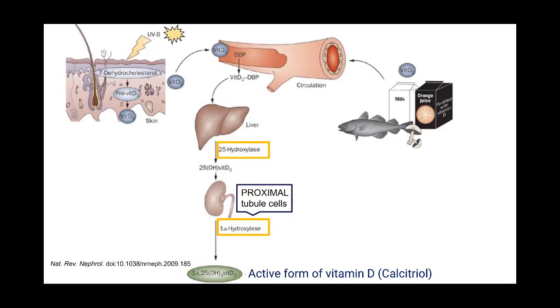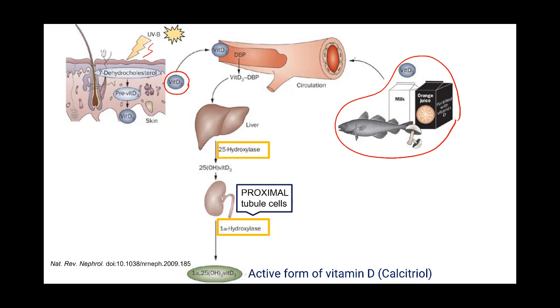What about vitamin D? So vitamin D, a lot of us have heard about why it's so important to stay out in the sun, and it's because the ultraviolet B rays act on a form of cholesterol called 7-dehydrocholesterol in the skin to generate vitamin D3. Also, vitamin D3 is present in a lot of our foods, milk, orange juice, and that's how vitamin D gets into our bloodstream.